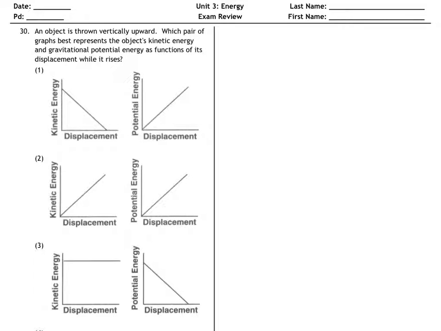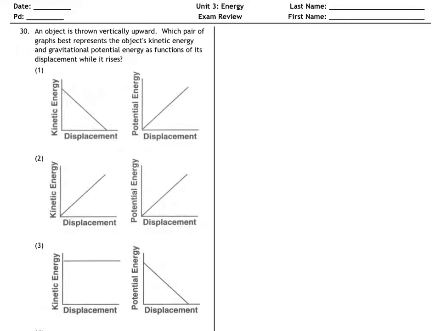So for an object that's thrown vertically upward, it is going to lose kinetic energy as it gains potential energy. And also, those two things are extremely interrelated. So the literal amount of potential energy it gains is literally equal to the amount of kinetic energy the object has lost at every moment, as long as it's an ideal mechanical system.